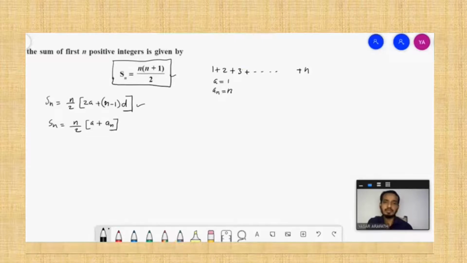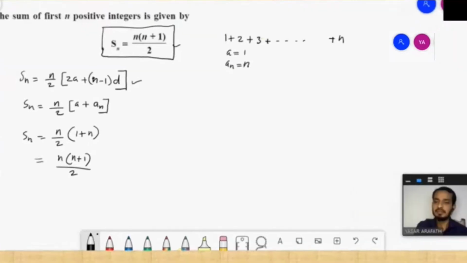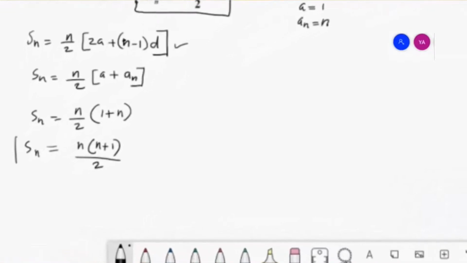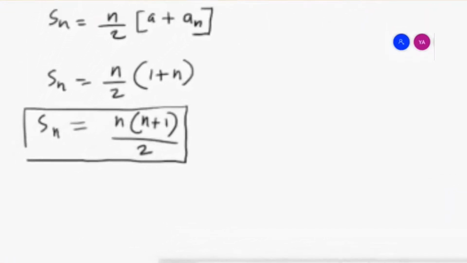So we substitute these two values in our equation, and we will get the new formula. Very simple. Okay? So Sn is equal to n by 2 into a. We know that a is 1, so 1 plus an, and an is n. So n into 1 plus n by 2. We can write this same as n into n plus 1 by 2. Just simple, right? So this is the formula to find the sum of first n positive integers or natural numbers.